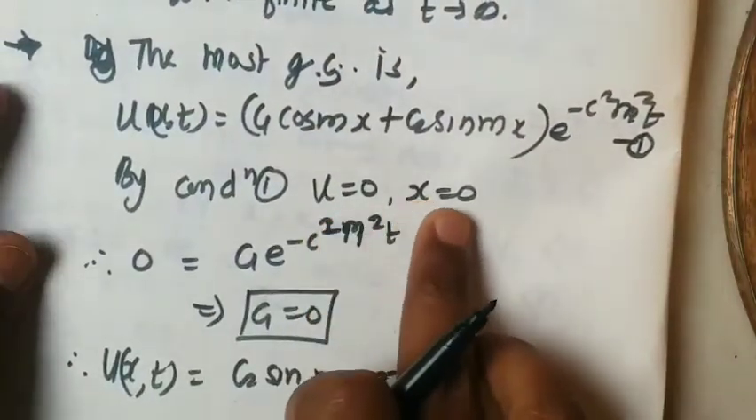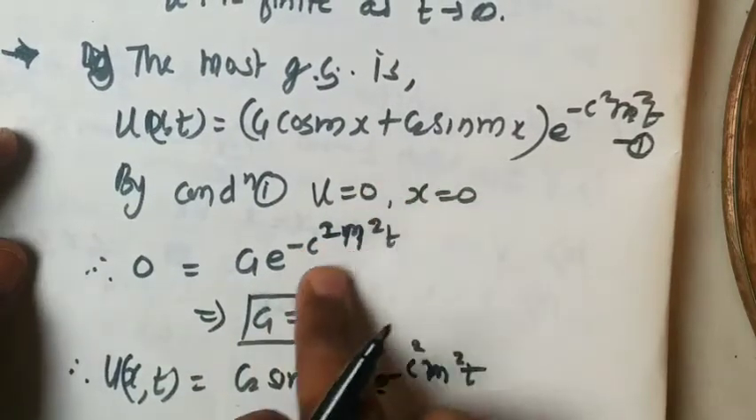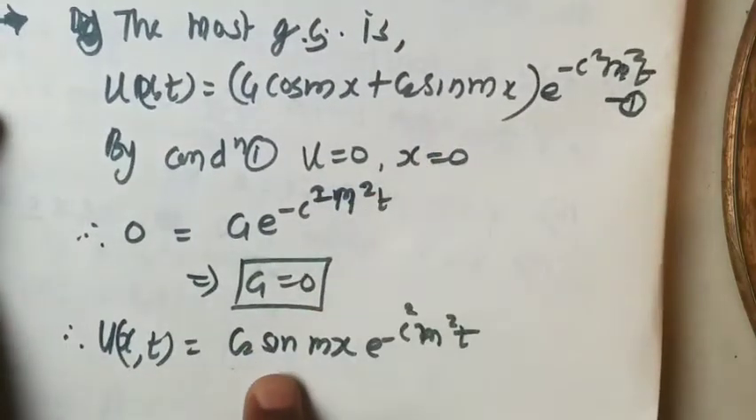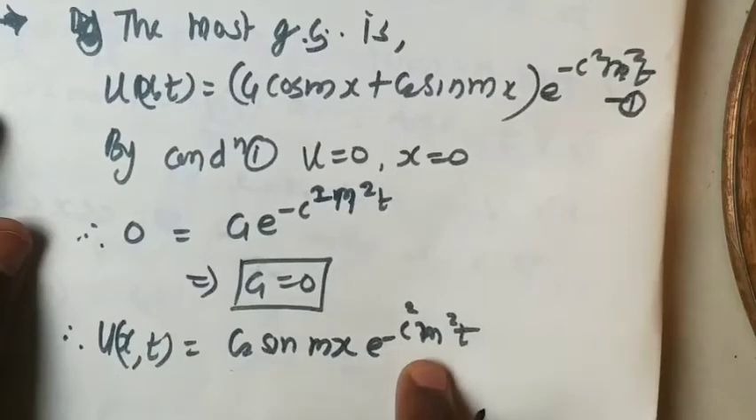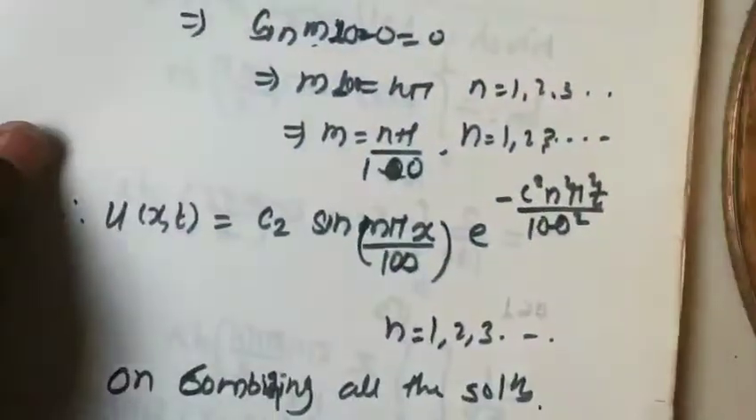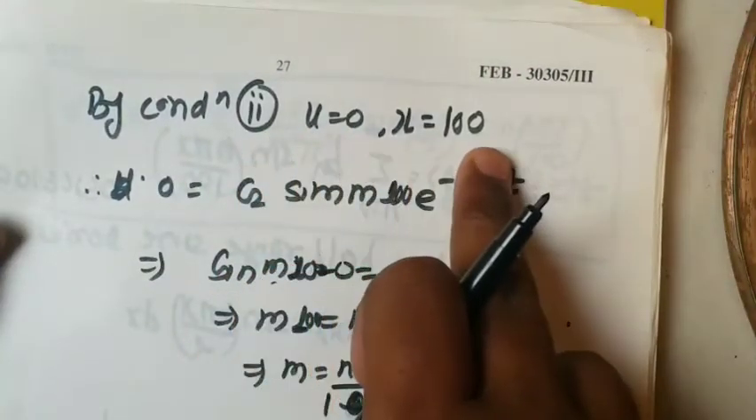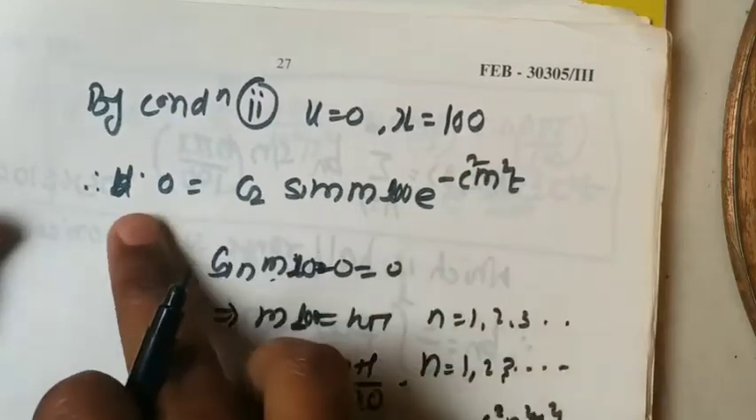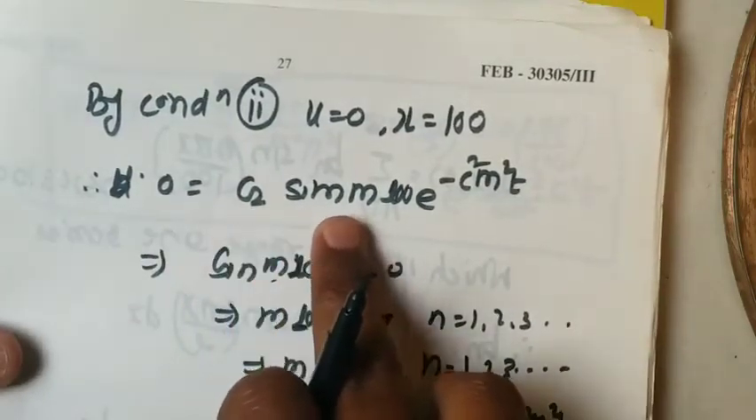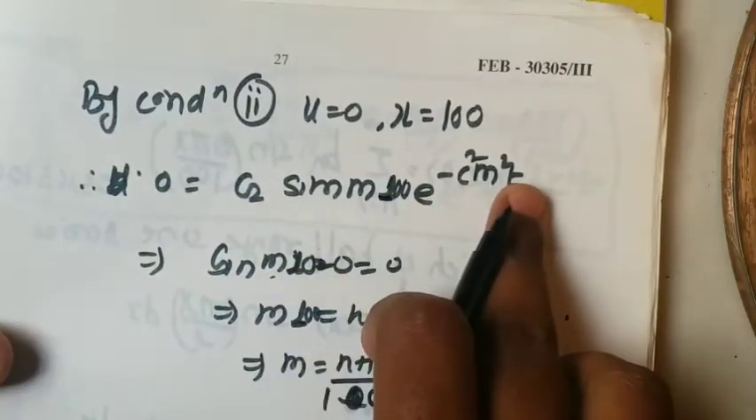By condition 1, like the previously discussed problem, we'll get again c1 as 0. You know the reason why c1 is 0. So if c1 is 0, your solution will get reduced to u of x,t equal to c2 sin mx e raised to minus c square m square t. Now let us use the second boundary condition. By the second boundary condition, u is 0 when x is 100 at the second boundary point. So if you put this in the previous equation, 0 equal to c2 into sin m into 100, since L is 100, into e raised to minus c square m square t.